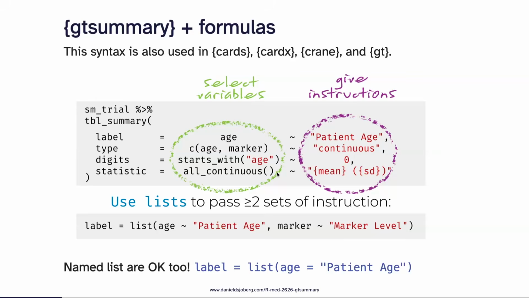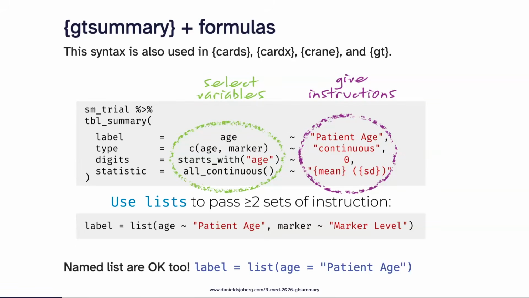Now, what that lets you do is, in the previous slide, I said, oh, for age, can you give me mean and standard deviation and min and max? But if you want to do that for all your continuous variables, you would use a selector like all_continuous to say, do this for all of my continuous variables. We also have selectors for all categorical variables, all dichotomous variables, what have you.